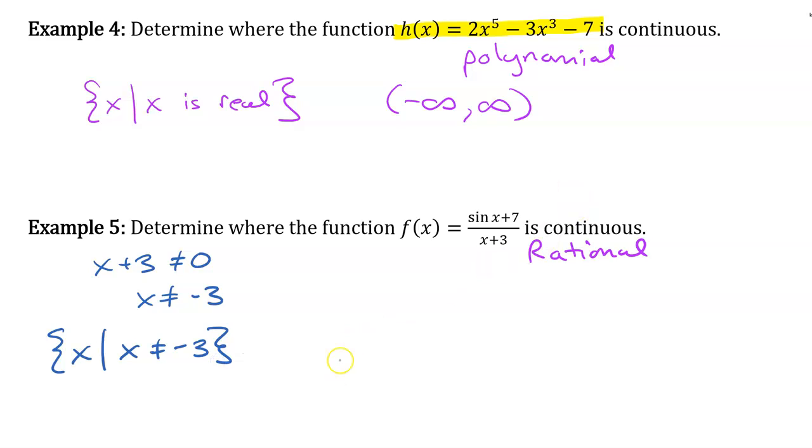And we can also write this in interval notation. Remember, we would just skip over negative 3. So we would start at negative infinity, get all the way to negative 3, get insanely close to it, and then skip over it, and then restart on the other side of negative 3 all the way to the end. So both ways work, whichever way you would like to think about it.